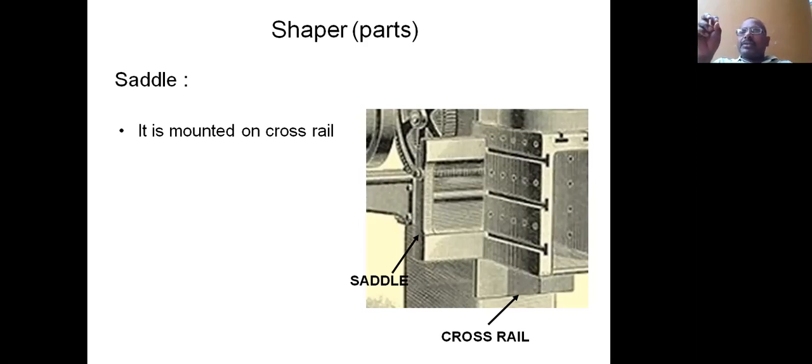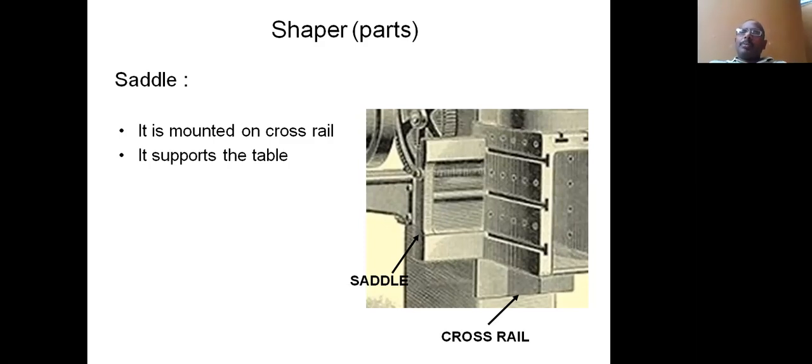So just now we discussed the lead screw and elevating screw. The elevating screw and lead screw are used only to move, but the working table requires one support to move, or it should move along some grooves. So that is the saddle. The saddle is mounted on the cross rail. So it supports the table.